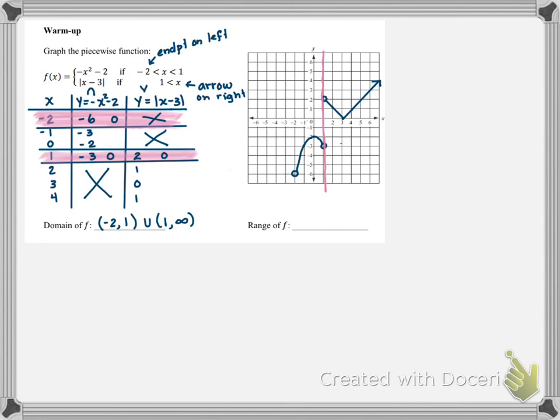Those aren't actual points, right? Those are like holes. They're not actually points on the graph. So that's why 1 is not included. So that's why we have to skip it.